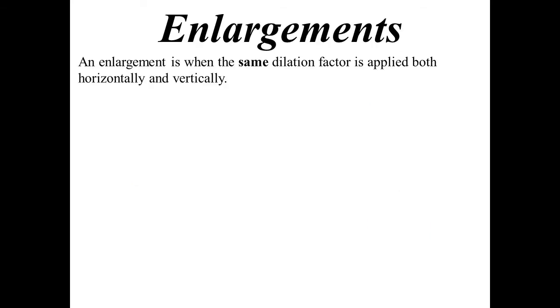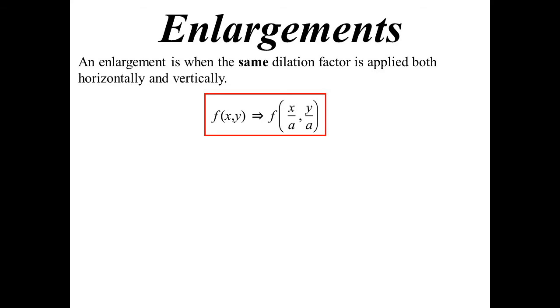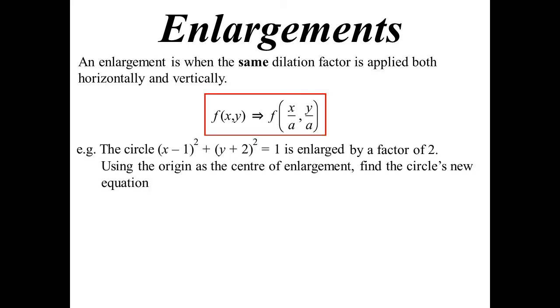Enlargements. To enlarge a shape, you apply the same dilation factor to both the x and the y value. So function xy would become function x over a, y over a. Replace x with x over a, replace the y with y over a. So we've got a circle, x minus 1 squared plus y plus 2 squared is equal to 1. We're going to enlarge the circle by a factor of 2, using the origin as the centre of enlargement.